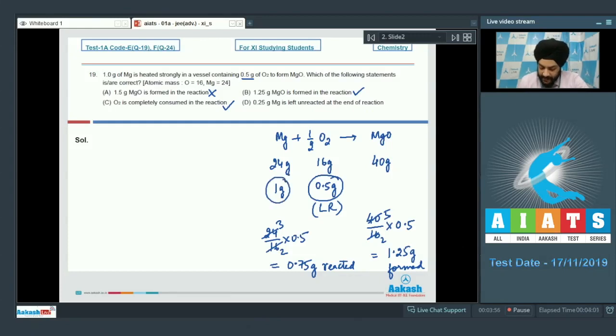Initially we had taken 1 gram. Finally 0.75 grams had been consumed. So the amount remaining is the difference of these two, which is equal to 0.25 grams. So students, for this question we have to mark the correct answer as option B, option C and option D. Okay, let us look at the next question now.